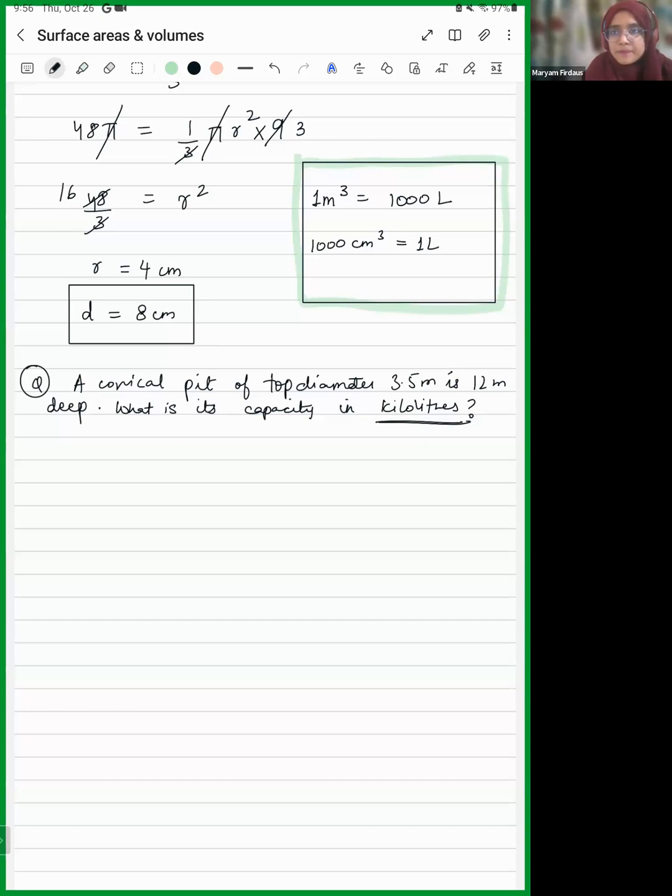Ma'am, they haven't given us the height. They have. Just think about it clearly. See, what is a pit? You know what a pit is, right? Yes, ma'am. You dig something inside the ground, that is a pit. And that pit that they have dug is of conical shape. Now, can you get it?